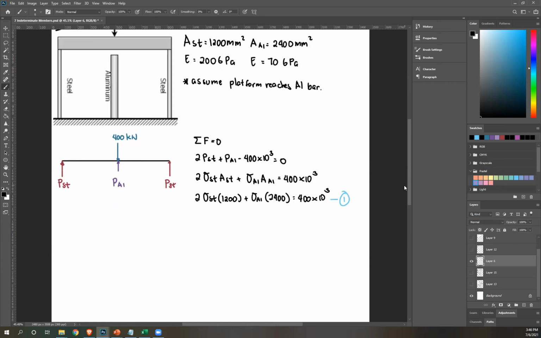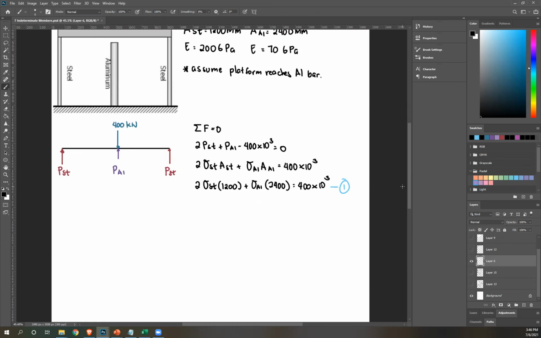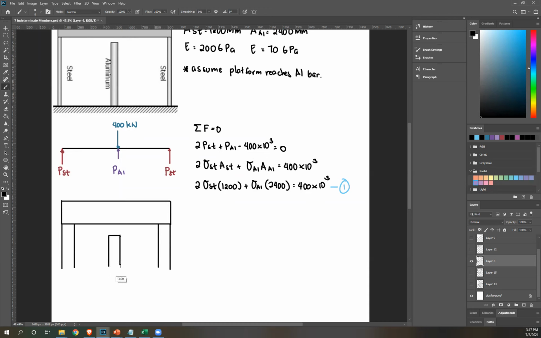All right, now you're done with the equilibrium equation. Next step is to find out the compatibility equations. So again, let's draw the original position of everything. I'm gonna exaggerate. Then this is not touching.